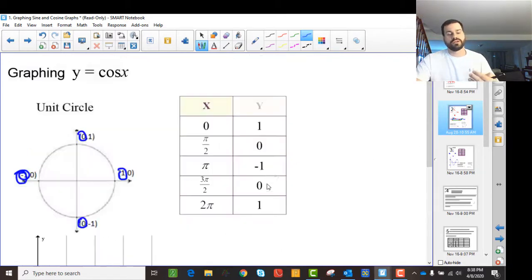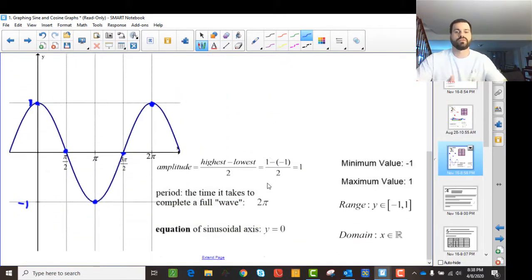So that means the features of it are very similar. So the amplitude's the same, the period's the same, the sinusoidal axis is the same, and the range is the same, and the domain is the same. So for sine and cosine, the only difference is that it is shifted. There's a phase shift or a horizontal translation of pi over 2 radians. So it's just moved by pi over 2. So that's sine and cosine.